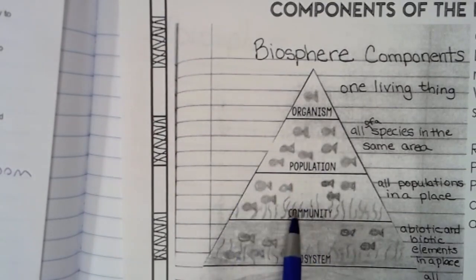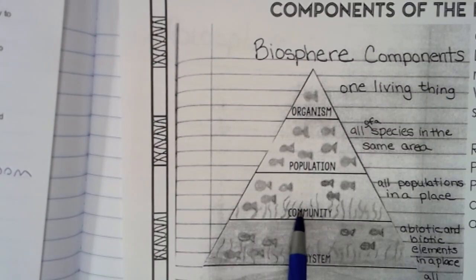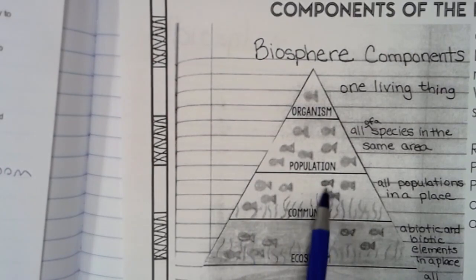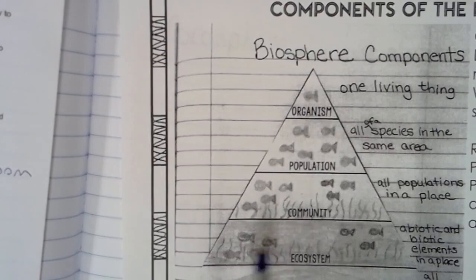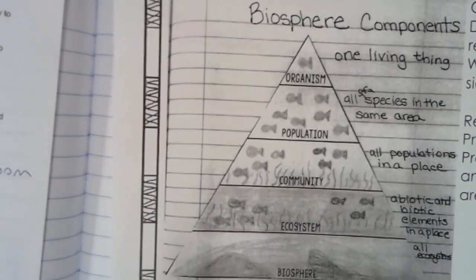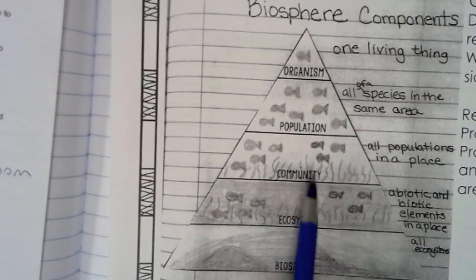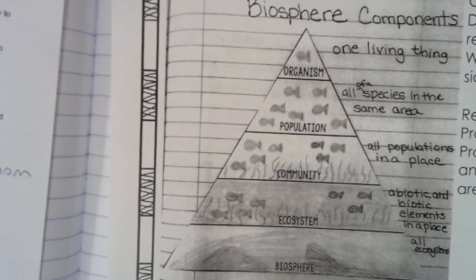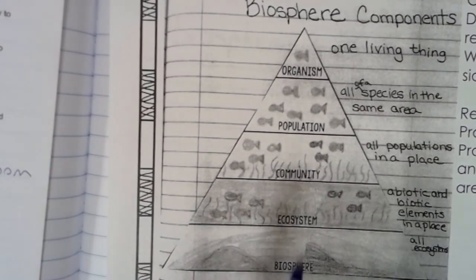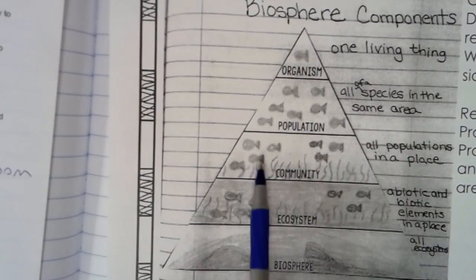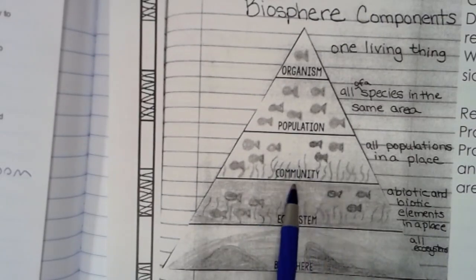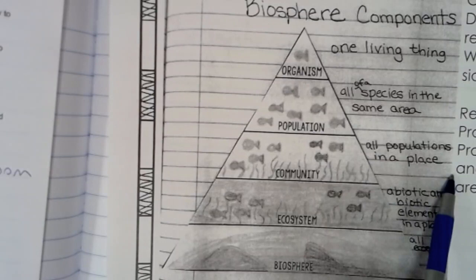In the next little section, you want to draw different fish. So you have some big fish and some little fish, because this is a community. You can also do some seaweed in your picture, because seaweed would be another living thing in this ecosystem. So now we have big fish and little fish. Let's say we have sharks and catfish, plus we have seaweed. That makes a community. All populations in a place make a community.